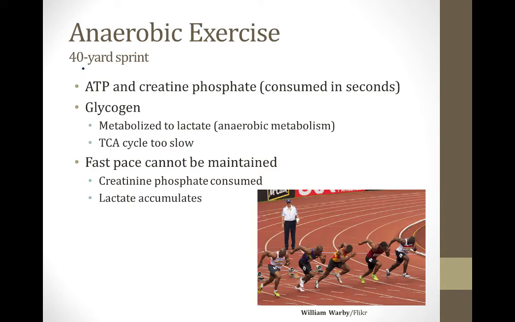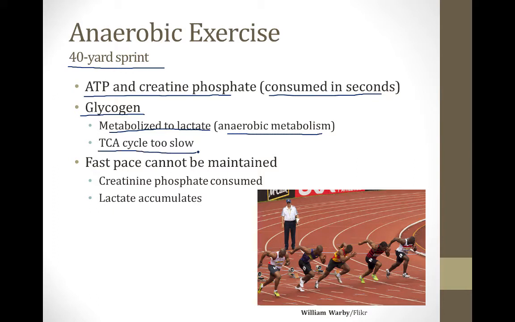And to do this, let's consider the case of a 40-yard sprint. If you were to do a 40-yard sprint, the ATP and creatine phosphate in your muscles would be consumed in the first few seconds. At this point, your muscle cells would try to rely on their own internal stores of glycogen. However, they would have to metabolize it to lactate. That's called anaerobic metabolism. And that's because the TCA cycle is too slow to generate enough energy for the muscle cells to use.